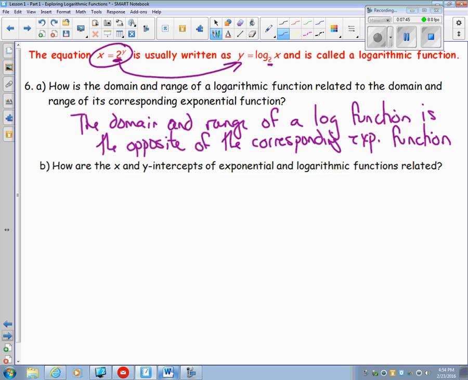What do we know about the x and y intercepts? Same thing again. They're opposites. One of them has a y-intercept, one has an x-intercept. And of course, be careful with the numbers, right? (0, 1) and (1, 0), they're in different positions.